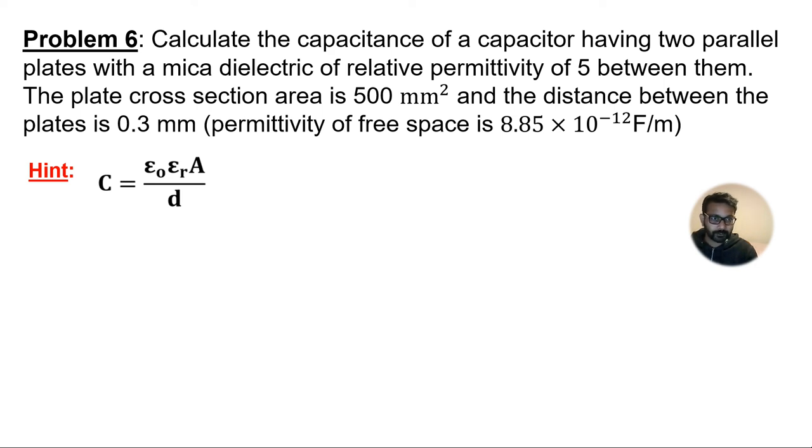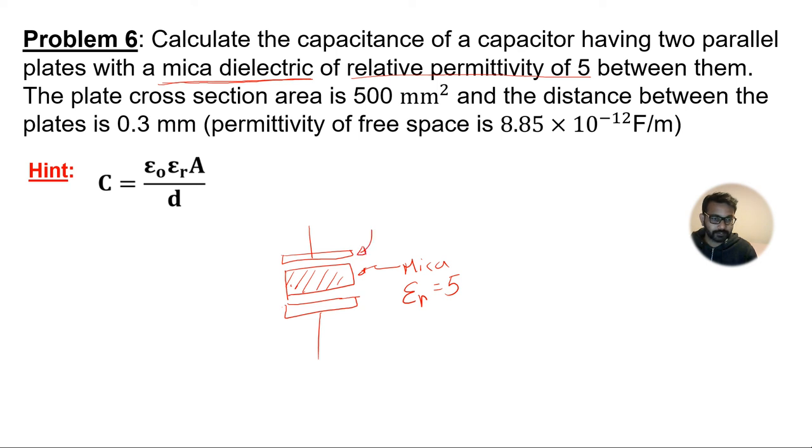So this question asks us to calculate the capacitance of a capacitor having two parallel plates with a mica dielectric. So the dielectric medium between the two parallel plates is mica. Okay, something like this you have. This dielectric medium is mica, of relative permittivity of 5. So epsilon r is given as 5 between them. The cross-section area of the two parallel plates is given as 500 millimeter square, and the distance between the two parallel plates is given as 0.3 millimeters.